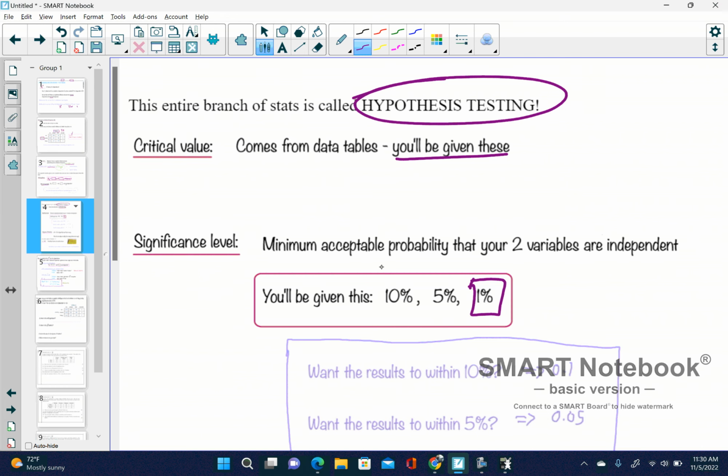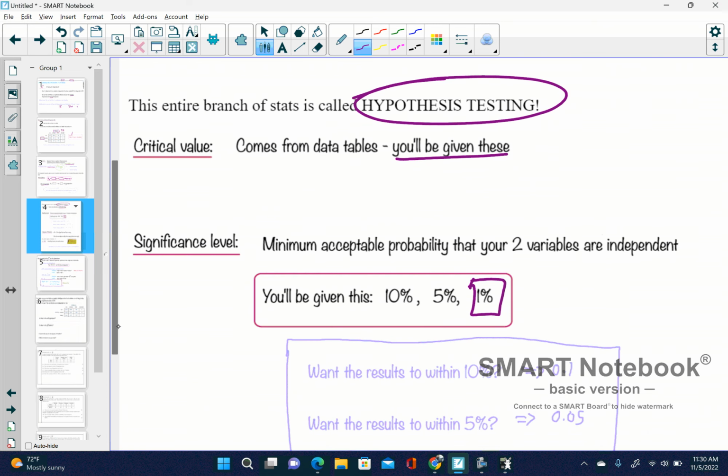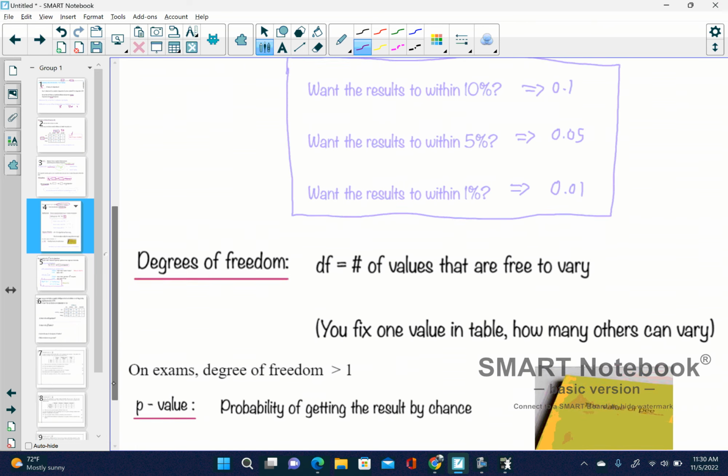And the percentages just over here real quick. If you are 10% confident in your data, or in whether the variables are independent of each other, you put that into the calculator as 0.1, right? Because you move the decimal over 2 places to the left. 5% is 0.05 and 1% is 0.01.